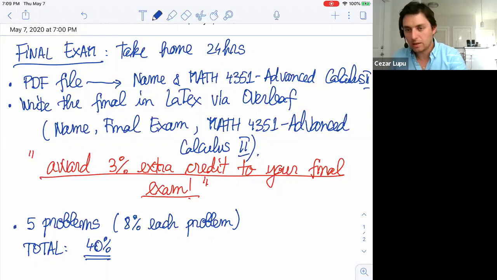You have to write neatly. You have to provide as many details as possible. I think there is enough time for you in 24 hours for 5 problems to provide as many details as possible. I want this to be very, very clear. I want to see that you actually understood what's going on in that problem, and I won't be forced to deduct any points if you're missing some arguments and so on.